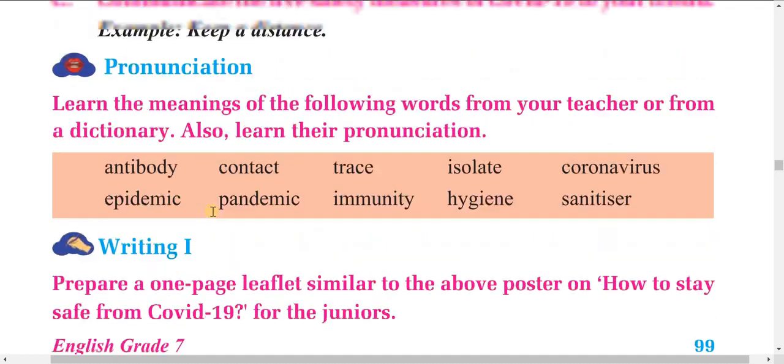Now we have to pronounce the words. The first one is antibody, contact, trace, isolate, coronavirus, epidemic, pandemic, immunity, hygiene, sanitize.